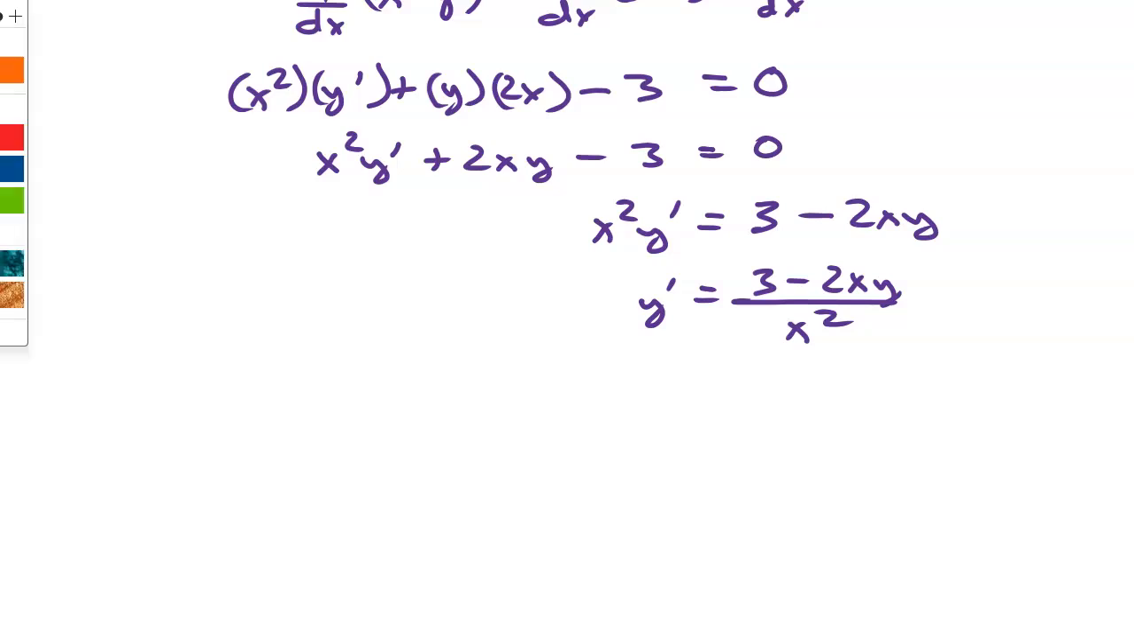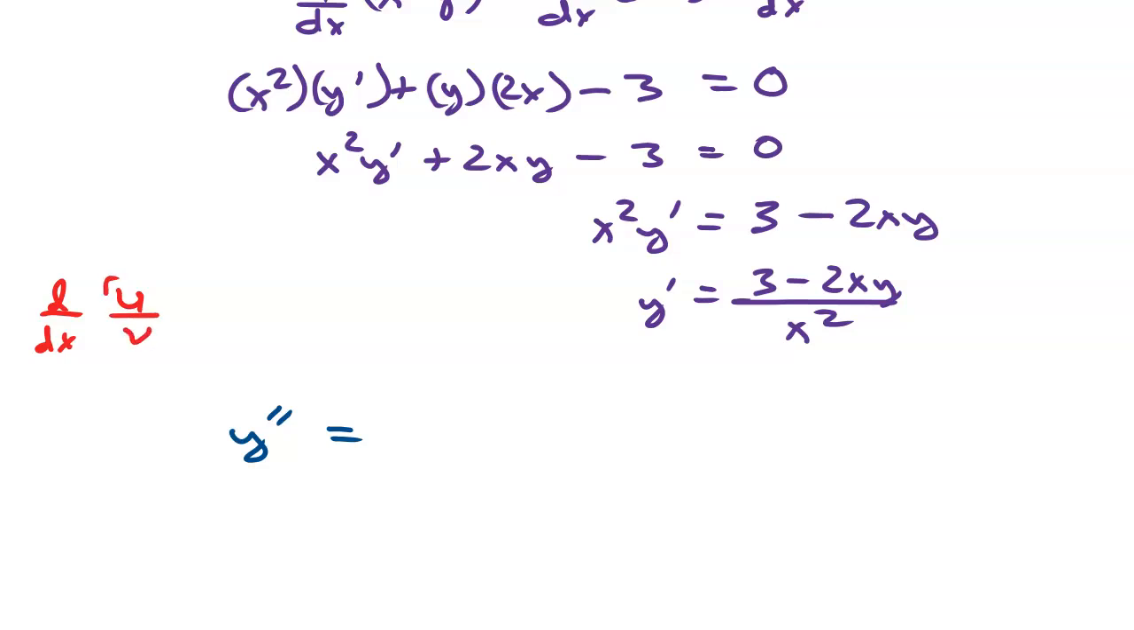Now we're going to take the derivative of that. So that's going to be y double prime. Okay, so we got a quotient. So remember the derivative of a quotient, say u over v, that's going to be v u prime minus u v prime all over v squared.